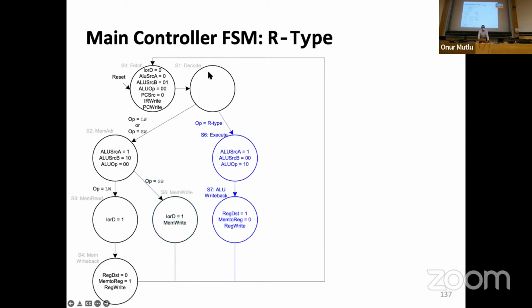R-type instructions, well, when you decode them, you figure out they're R-type. The next state is execute. You set the control signals accordingly such that execution happens in the data path that I showed you earlier. And then the next state is write back to the register file. But you can see that everything happens in different clock cycles, right? These different states happen in different clock cycles clearly. And then you go to the next instruction.